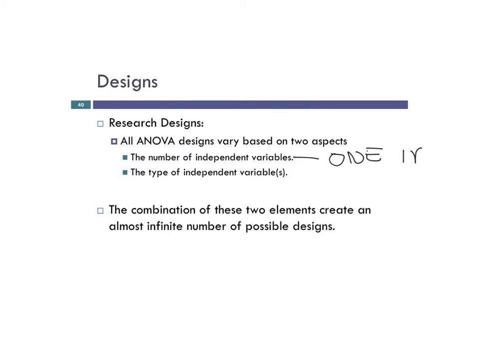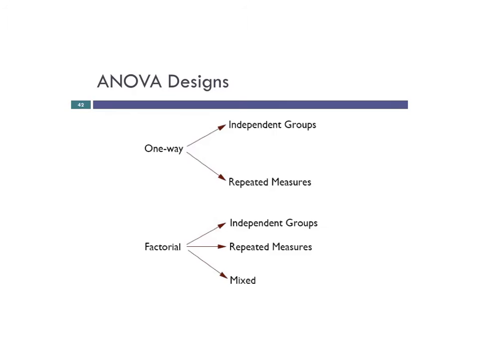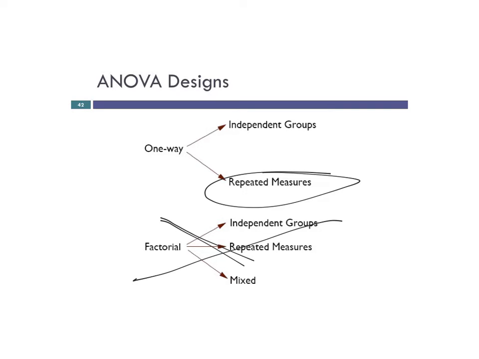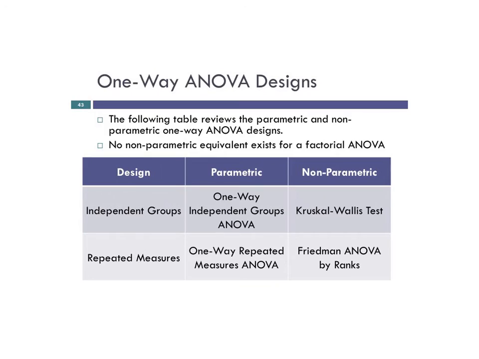The lecture that we're going to focus on today is what happens when we look at a one-way repeated measures non-parametric. And that is going to be in this area of our possible combinations. Just to remind you, there is no non-parametric equivalent of factorial ANOVAs. So last lecture, we looked at the independent groups equivalent of a one-way ANOVA, which was the Kruskal-Wallis test. In this video, we're going to look at the one-way repeated measures non-parametric design, which is the Friedman ANOVA by ranks.